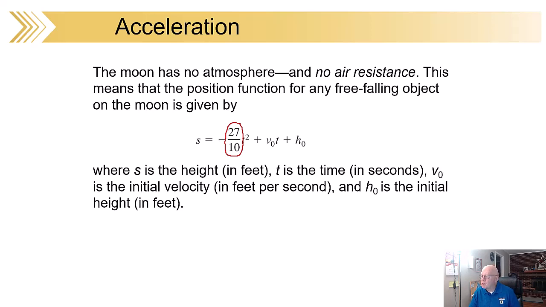Notice you got almost the same situation here. You still got s of t, but this one's for the moon, but it's still 1/2 gt squared plus initial velocity times time plus the initial height. Now I use h sub 0, but if we're using s for position, then s sub 0 makes more sense really.